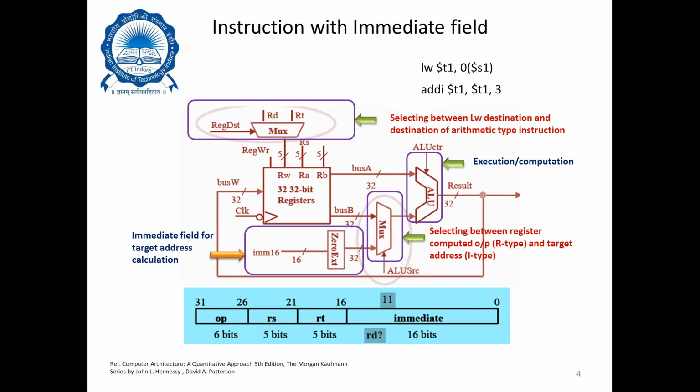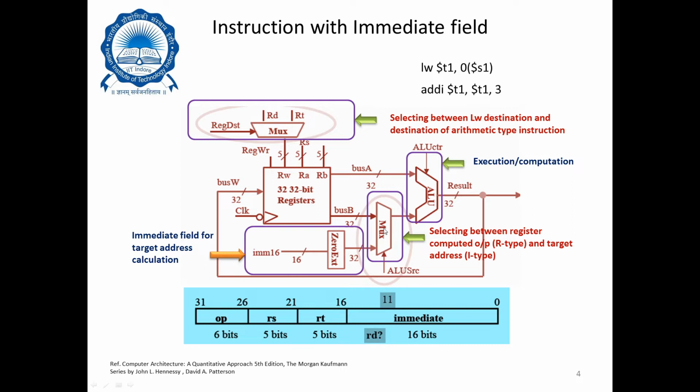So this immediate field is for target address calculation, right? And once you pass it into the mux, the output of the mux will either be the direct value from the register file, which is 32-bit, or it will be the sign extended immediate field 32-bit value. As you can pretty much comprehend, this multiplexer is used for selecting between the register computed output or the target address I type.